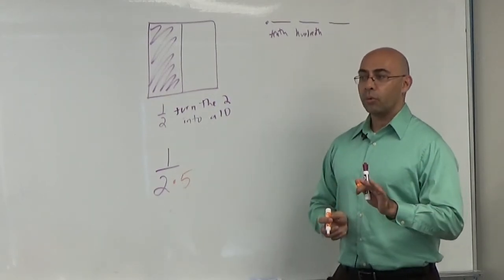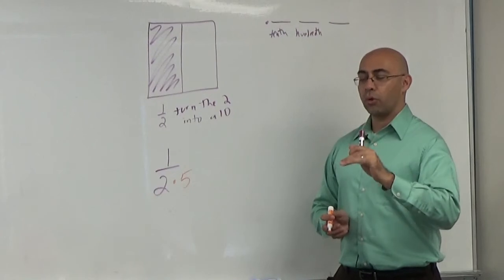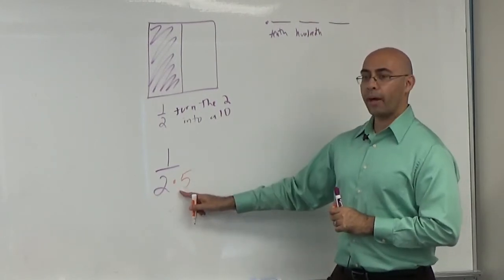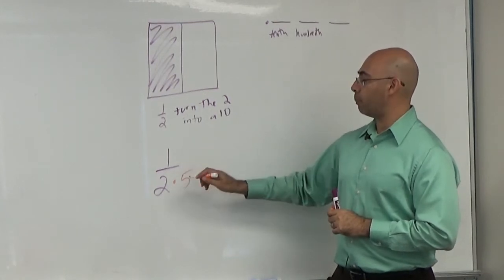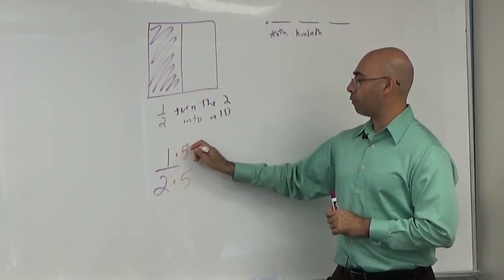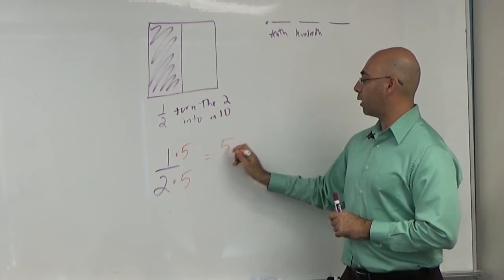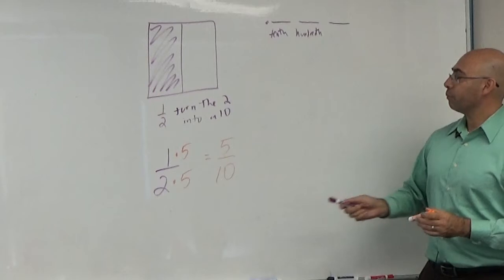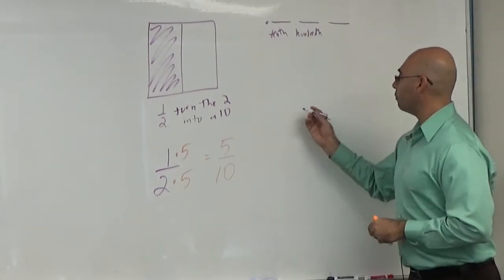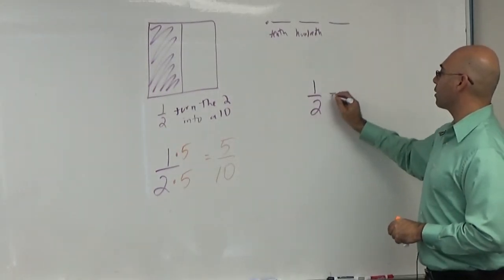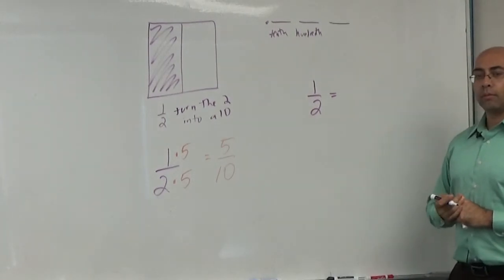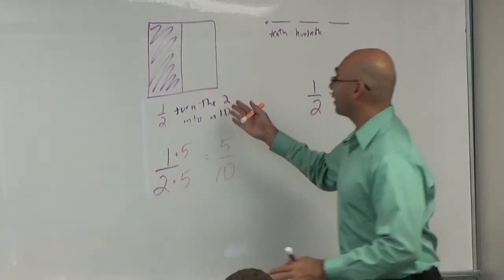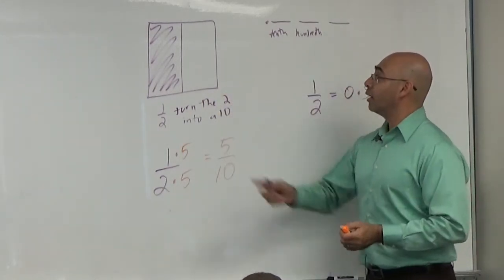Yeah. But when you mess with a fraction, whatever you do to the bottom, you have to treat the top the same way. So if I multiply the bottom by 5, what do I multiply the top by? 5. Times 5. So this is written as 5 over 10. Oh. So now, 1/2 is the same as what decimal? 0.5.